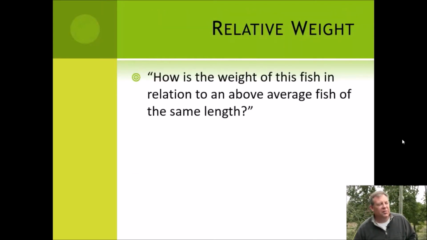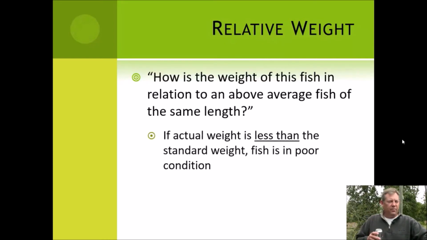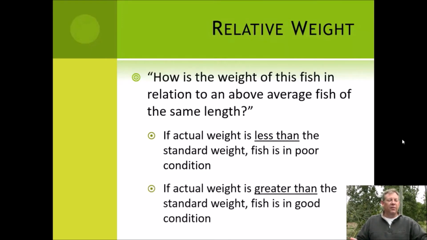Another way to look at this is, how is the weight of each fish relative to the average fish, an above average fish, of the same length. And so if the actual weight of the fish is less than the standard weight, we say that fish is in poor condition. And of course, if it's greater than that standard weight, we say the fish is in good condition. And that's the basic idea of relative weight.